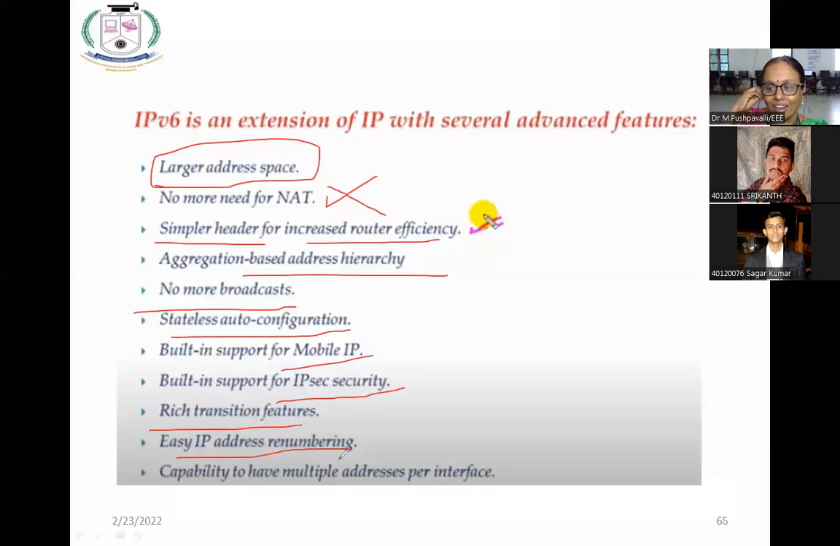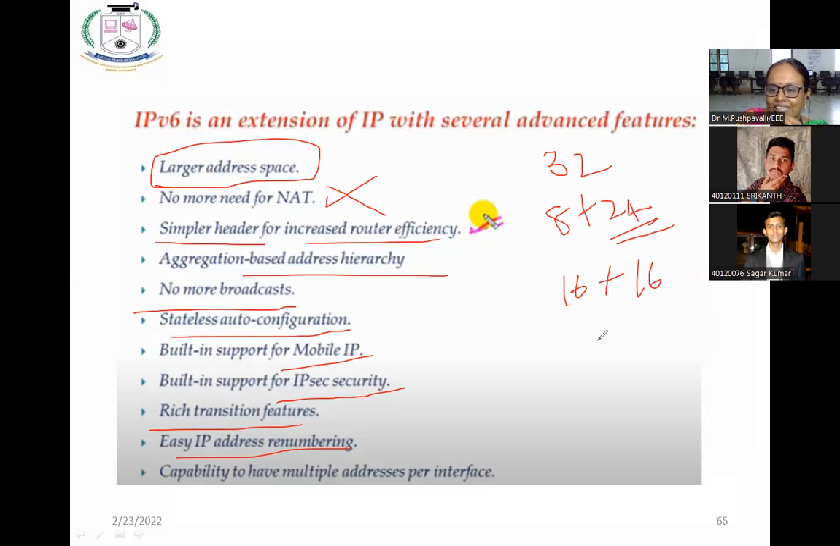We all told you that when I'm taking my 32-bit, I told you 8 plus 24-bit, and that 24-bit is only for deciding the number of addresses. Then 16 plus 16, that 16 will decide. Then when I'm going with 24 plus 8, it is not like that, because each ID has a unique address there, so I can easily identify. Capability to have multiple addresses per interface. So these are the main features of IPv6.